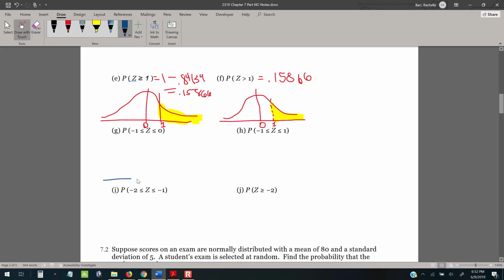Were you freaking out that whole time? Like, why is she doing 1 and not negative 1? I was trying to do the next one. 0, negative 1. There we go. I want the yellow. Jeez.